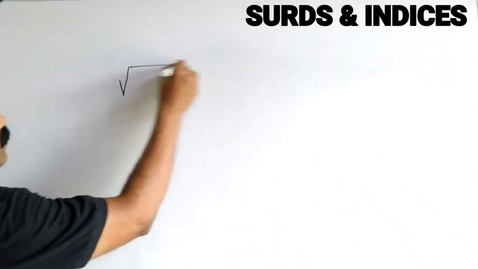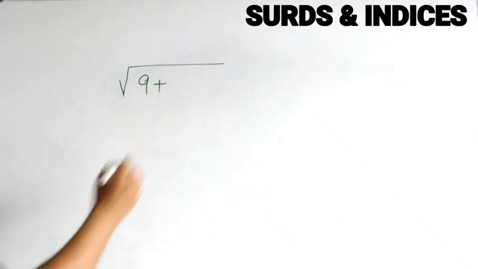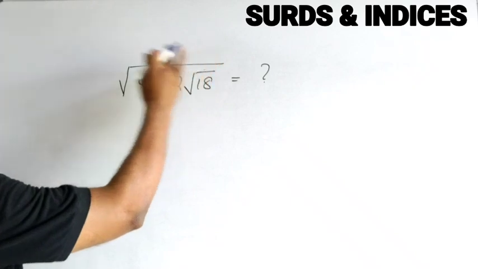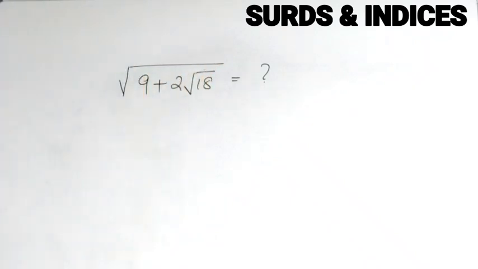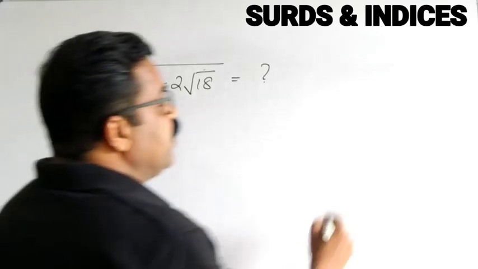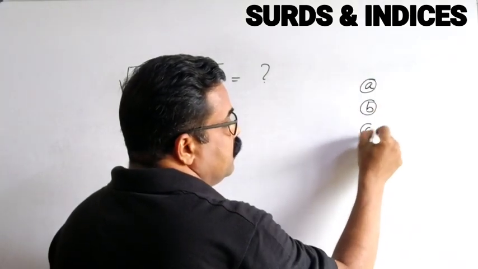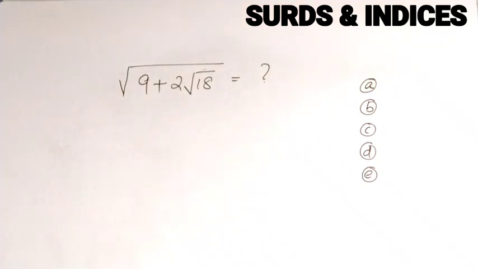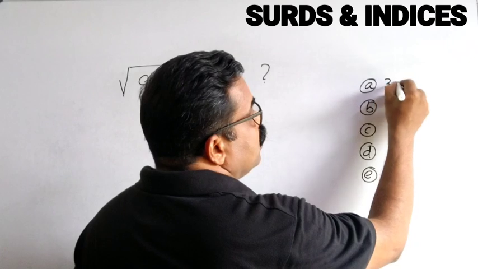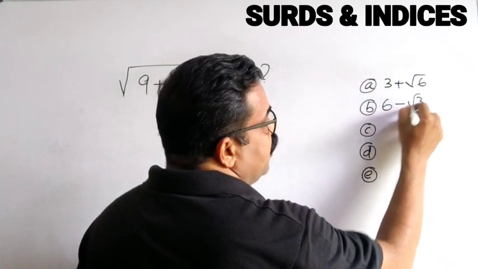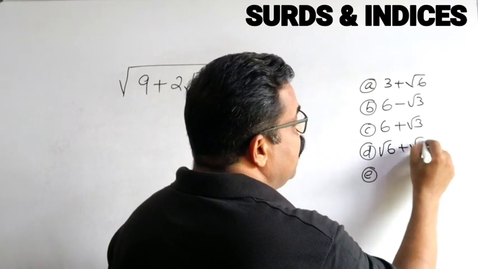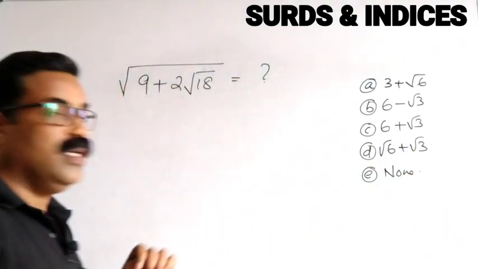The first question is: 9 plus 2 root 18 is equal to what? A root under a root. Here 5 options are also given. The options are: 3 plus root 6, 6 minus root 3, 6 plus root 3, root 6 plus root 3, and none of these.